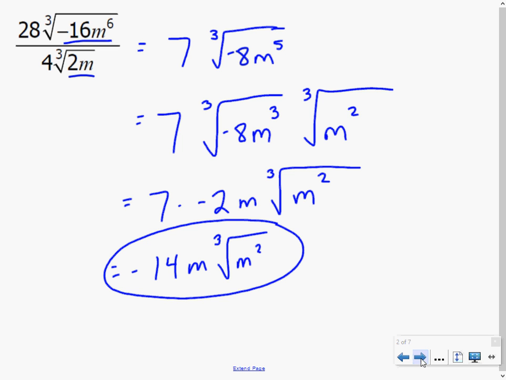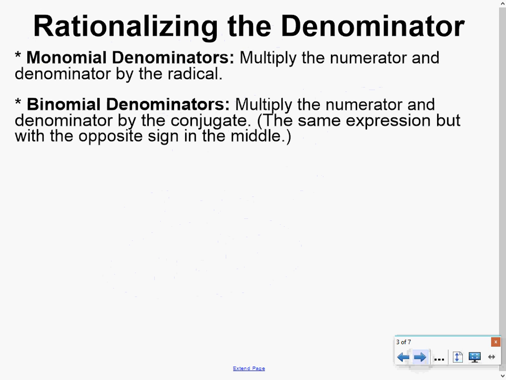So not too bad. Divide the coefficients, divide the radicals, break it down from there. But sometimes we can't divide and we can't reduce. So what do we do? Well, this is what we call rationalizing a denominator.